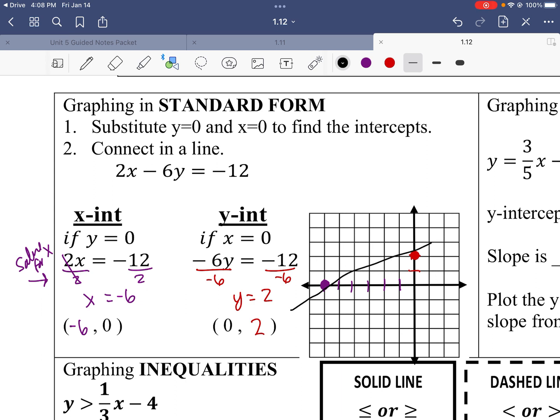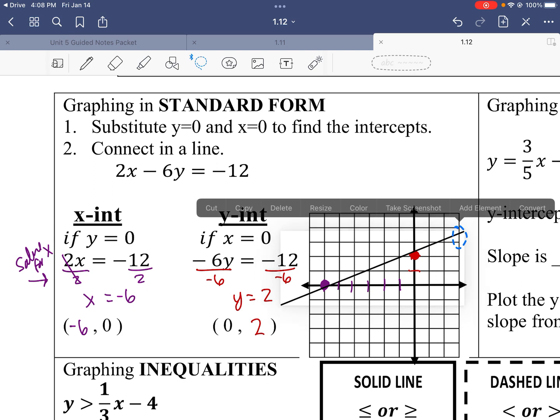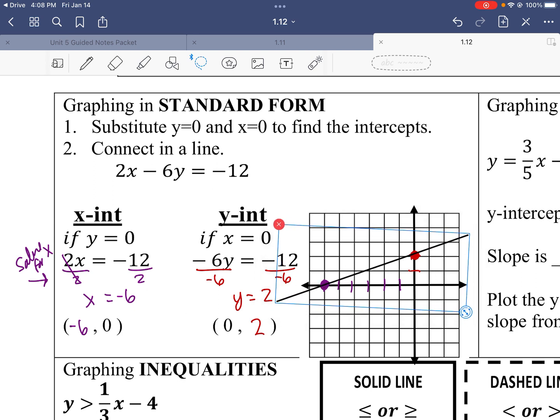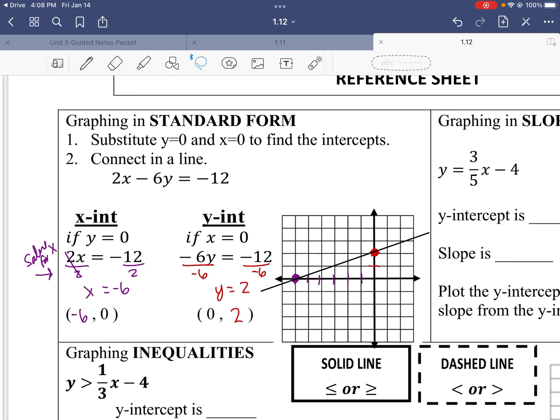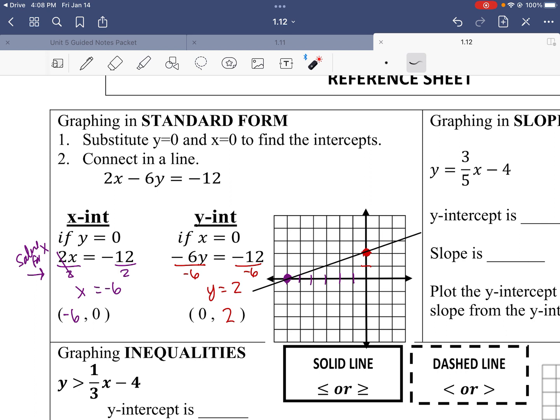Oh, that was really bad. Let me try again. Okay. So all we had to do was just connect them. That's not too bad. So there you go. Now you have your graphed line. Remember, anytime you're graphing in standard form, or when x and y are on the same side, you find your x-intercept, you find your y-intercept, and then you put them on the graph and connect the dots.